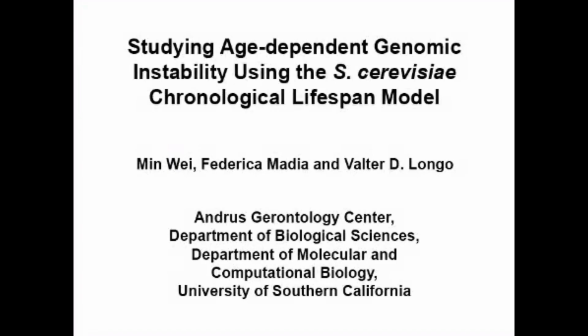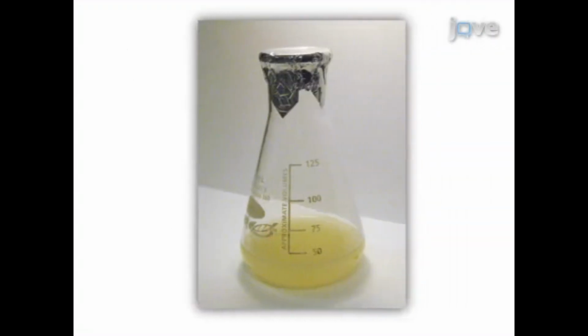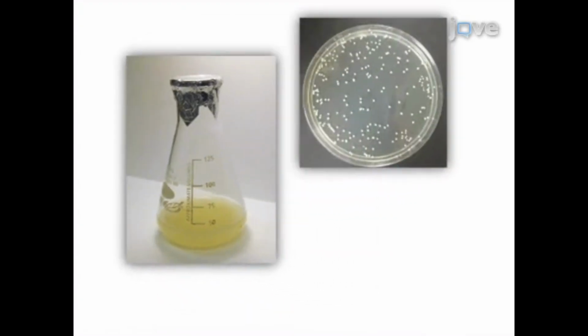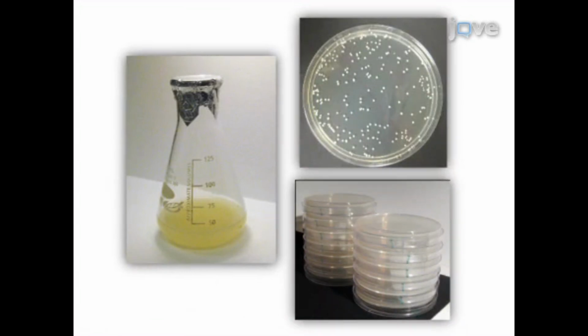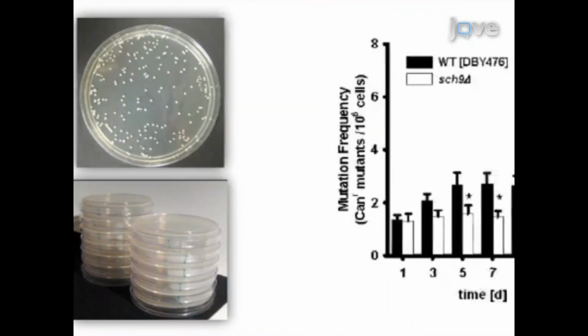The overall goal of this procedure is to study age-dependent genomic instability in yeast by combining the chronological lifespan with a set of simple DNA damage and mutation assays. This is accomplished by first sampling chronological aging cultures every 2 days and checking for viability by colony-forming unit, or CFU, formation. The next step of the procedure is to examine the DNA mutations by sampling aging cultures and plating cells on mutation-specific selection medium.